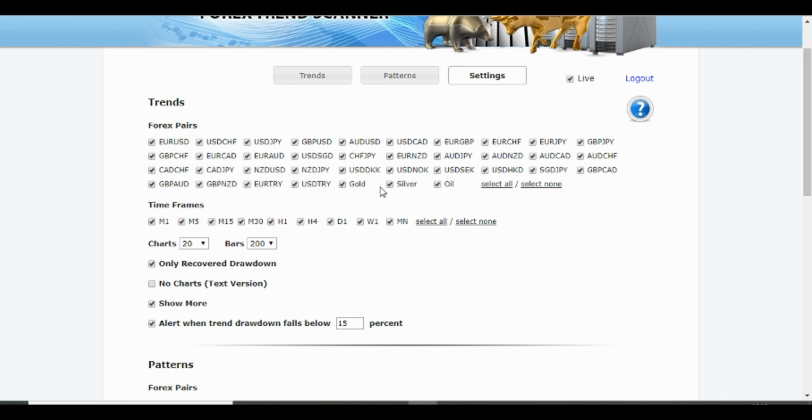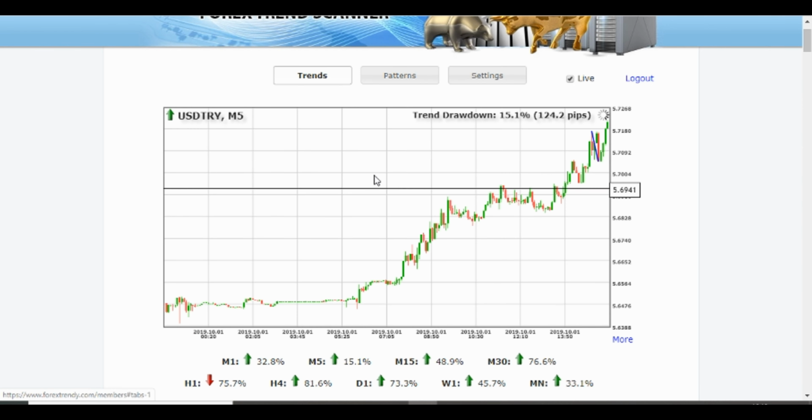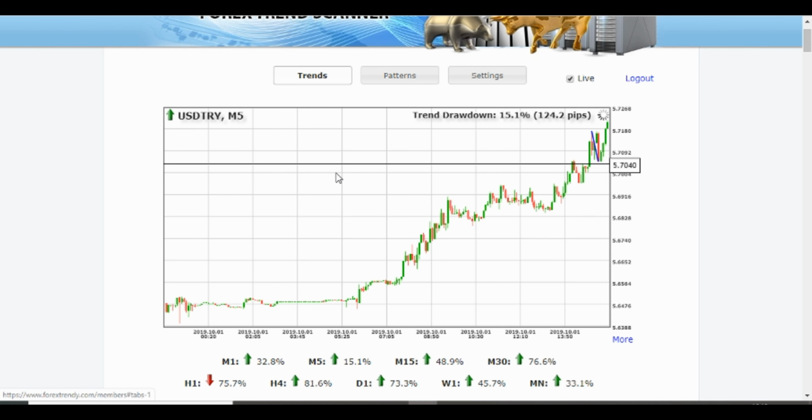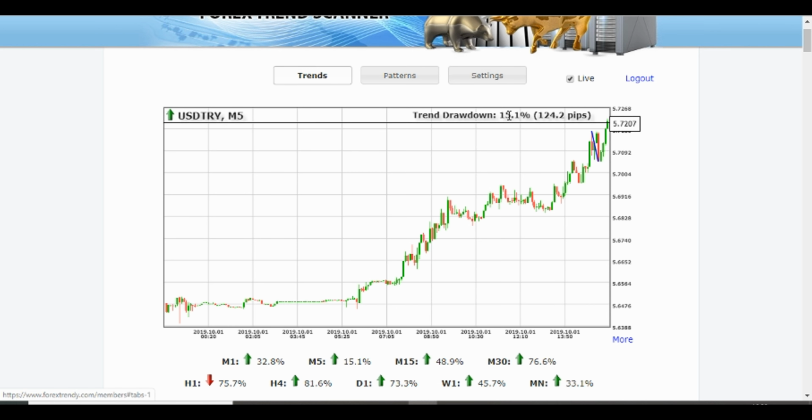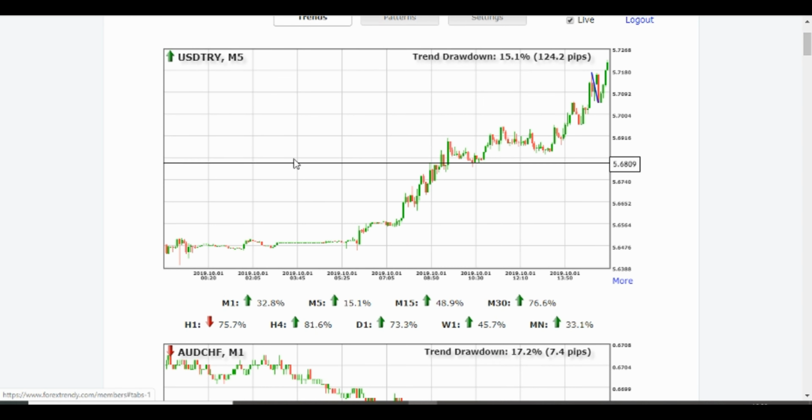But there are many traders out there that trade with 20-25% drawdown. This is the page dedicated to trends, and as you can see here, we have the USD and the Turkish lira 5 minute time frame. We have an uptrend. The drawdown is perfect, 15%, and below the chart you got a lot of useful information, because you will see all the drawdowns and the trend direction on all the time frames.